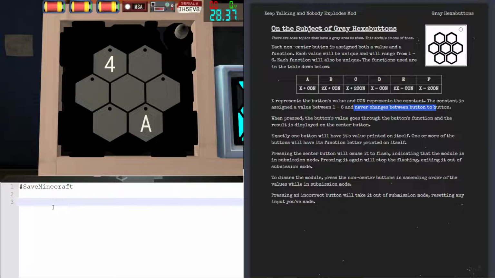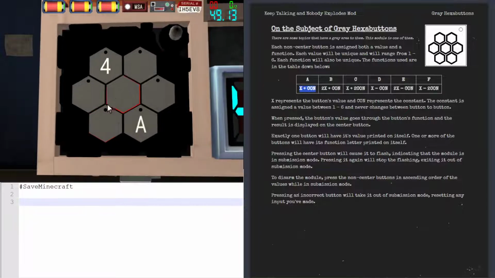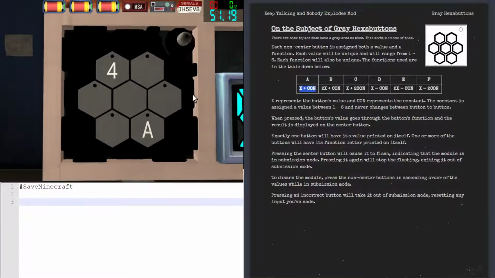So, knowing that, whenever we press a button, the result will take the value of the button, which could be 1 through 6, and push it through the one of the 6 functions that's assigned to it. So, for instance, if the constant was 2, and the function was a, 4 plus 2 would equal 6, so 6 will be listed on the center button.